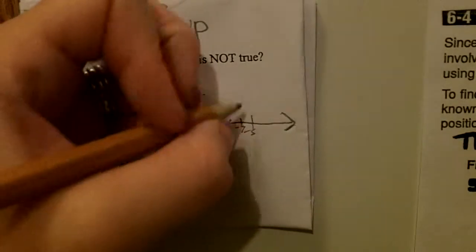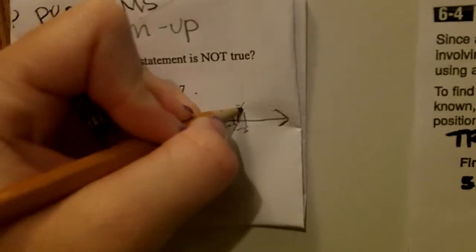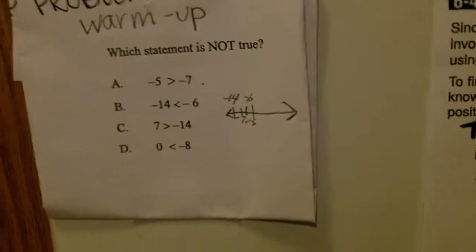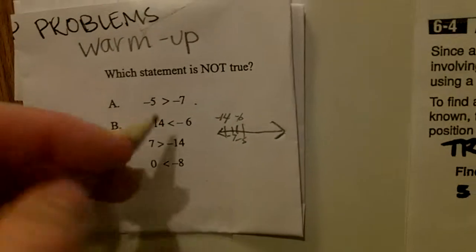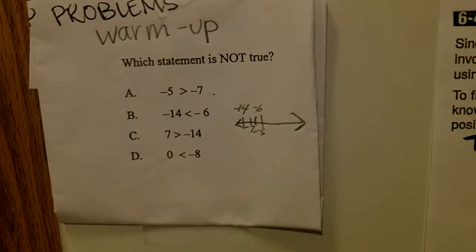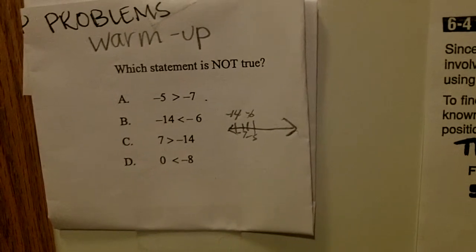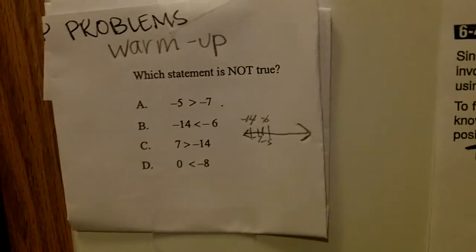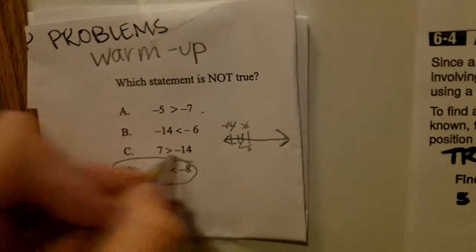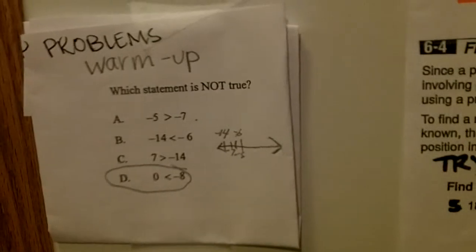Next I have -14 and -6. If I stop here and look, -14 is less than -6. C is easy because 7 is greater than -14, which means that our answer here on our warm-up that is incorrect is that 0 is less than -8. That is in fact a true statement.